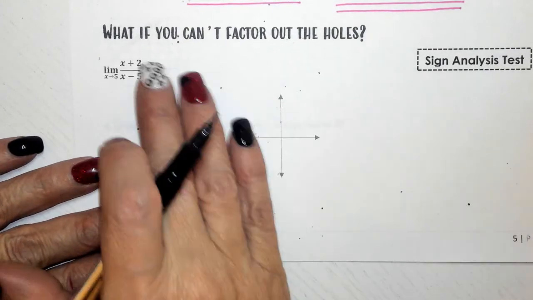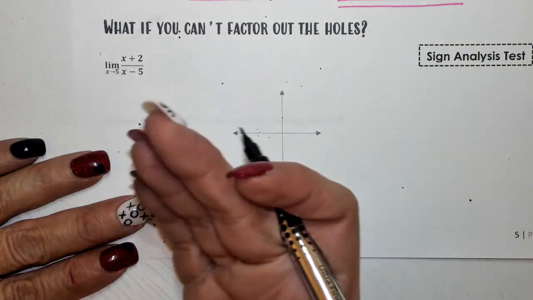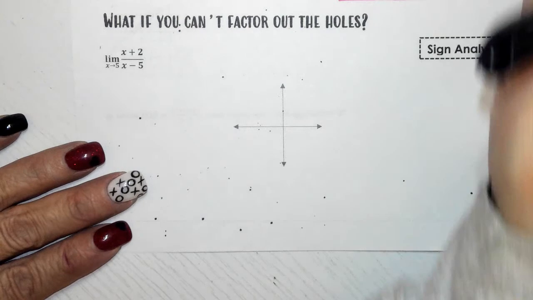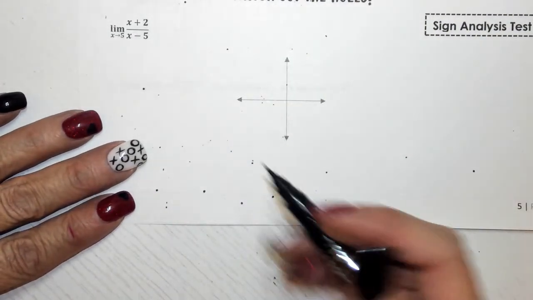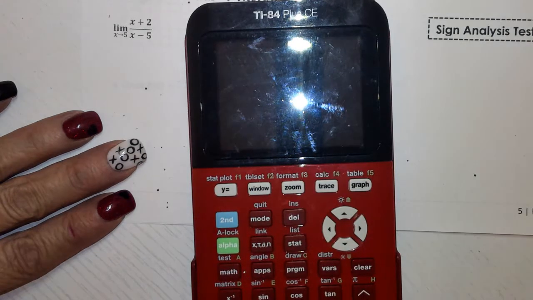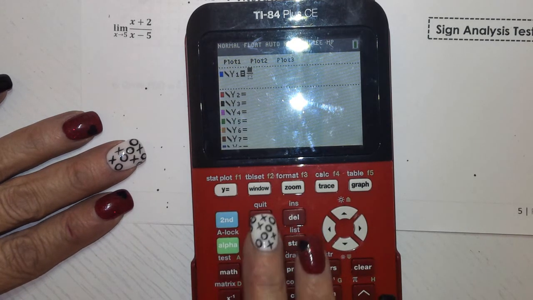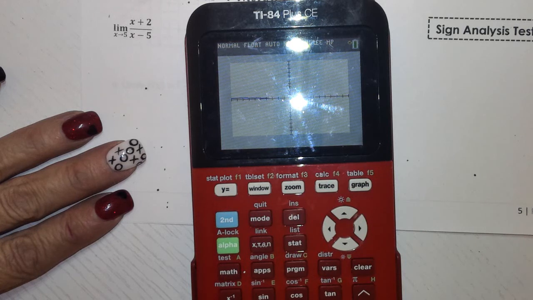So this particular one, x plus 2 over x minus 5, as we approach 5, we can't factor anything out, right? So we're going to have to do what's called a sign analysis test. That just means we're going to check and see what's going on here. A lot of times you can simply go right here to Alpha, y equals, and just check what the graph looks like, x plus 2 over x minus 5. Can I just graph it and see what it looks like?